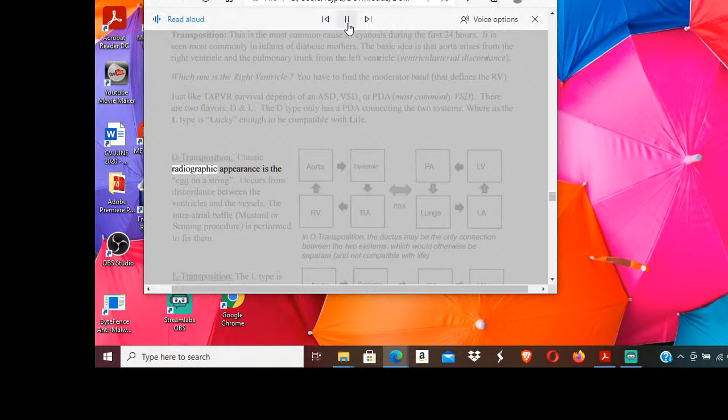D-transposition, classic radiographic appearance is the egg on a string. Occurs from discordance between the ventricles and the vessels. The intra-atrial baffle, Mustard or Senning procedure, is performed to fix them.